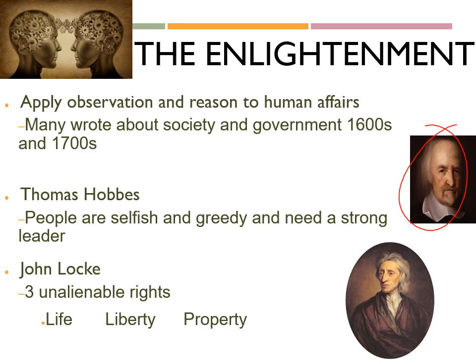John Locke believed also that there were three unalienable rights, and we've talked about these before last year in seventh grade. And unalienable means you cannot take them away from people. You're not allowed to take these away from people. And those are life, liberty, and property. So you cannot kill someone, you cannot take away their life, you should not be able to enslave someone to take away their freedom, and you should not be able to legally steal from someone, take away their property. And so he said those are the rights that every human should have.